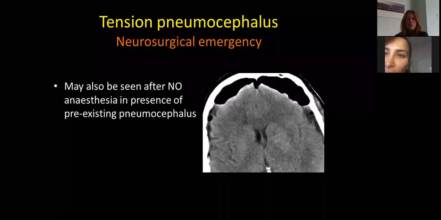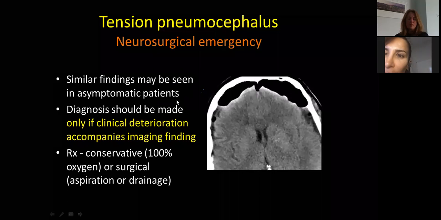You can also see tension pneumocephalus after you've had nitrous oxide anaesthetic, and that's when you've had pre-existing pneumocephalus. Now, the diagnosis, so this is actually quite common. When we as neuroradiologists comment on a report as being a neurosurgical emergency, the patient doesn't have to be symptomatic, which you will know, and you can only diagnose this tension pneumocephalus if the patient is clinically deteriorating along with imaging findings. And these can be treated either with oxygen or with aspiration or drainage.